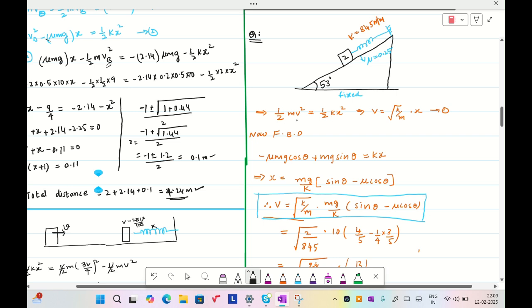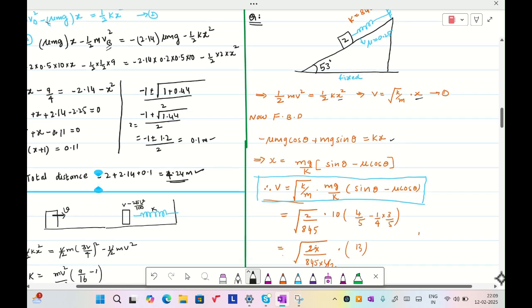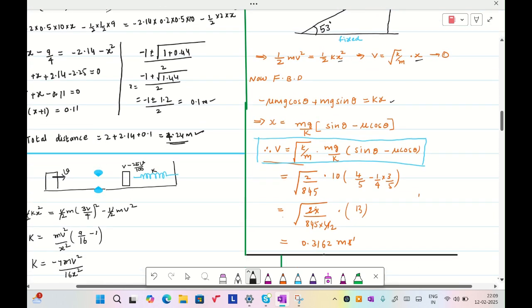And the kinetic energy of the block is equal to half kx squared. Everything is given here. Then v we will get from this x, and here I want to find x. To find x, you take the equilibrium conditions. This is already the maximum extension, so from the free body diagram we find the maximum extension. Next I apply the free body diagram for the 2 kg block, so you will get the x value, and substitute now. Sin theta and cos theta values are given, so you will get the answer 0.3162 meters per second. This is the answer.